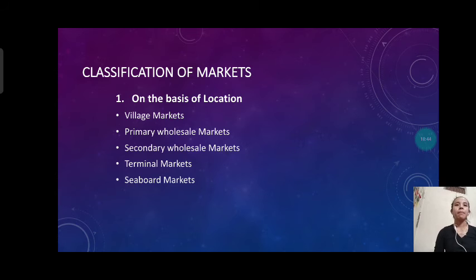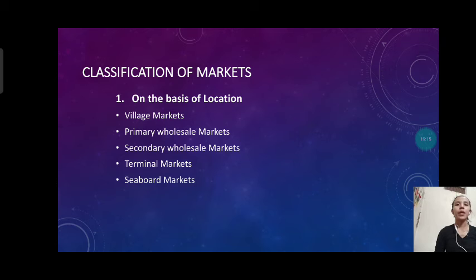The second is the primary wholesale markets. Primary wholesale markets are located in big farms near the centers of the production of agricultural commodities. In this market, a major part of the produce is bought for sale by the producer farmers themselves.